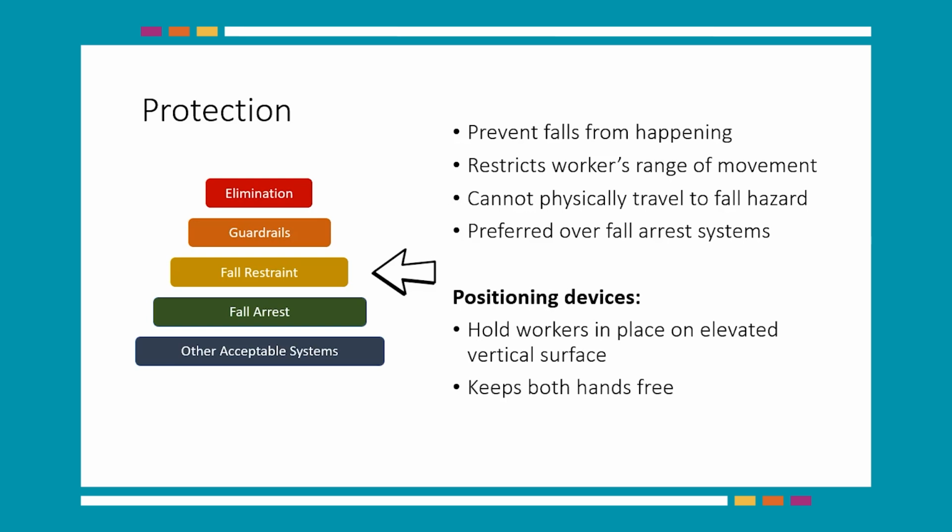Positioning devices are fall restraint systems that hold workers in place on an elevated vertical surface, allowing them to keep both hands free to work while leaning. Body belts may be used in limited instances, for example, only as part of a positioning device system. In general, harnesses are preferred to body belts.